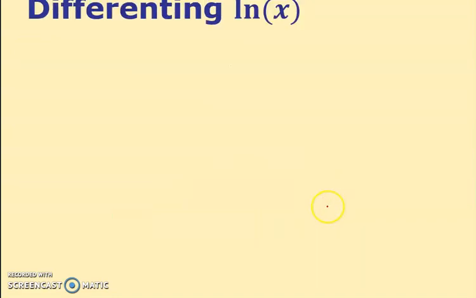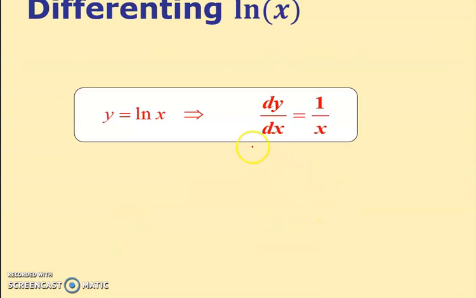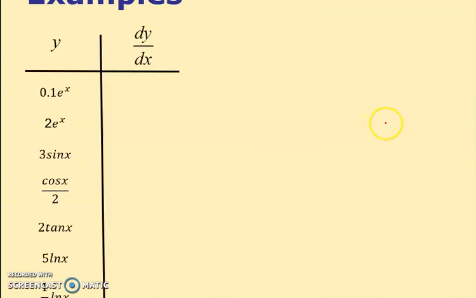If I differentiate log of x, my rule is that I get 1 over x. Again, there are ways to show you this. It's probably easier to think of it as the reverse of this, and I will come back to that when we look at integration.